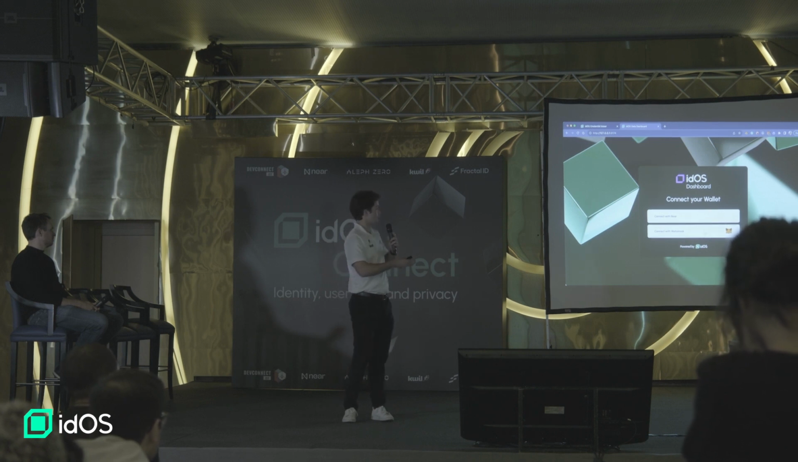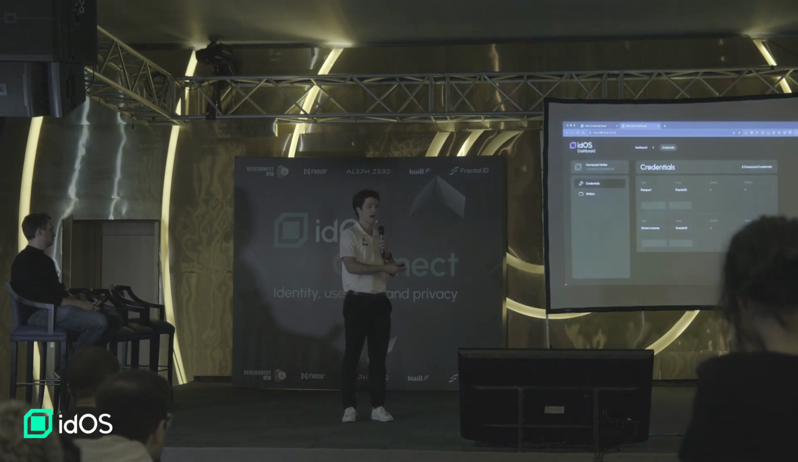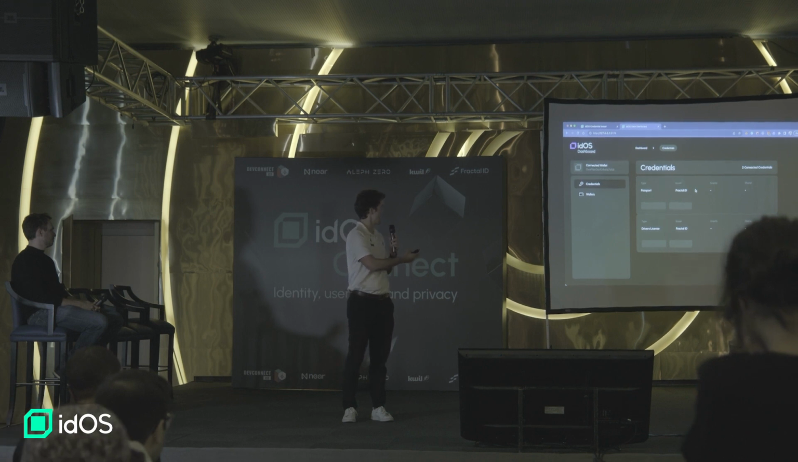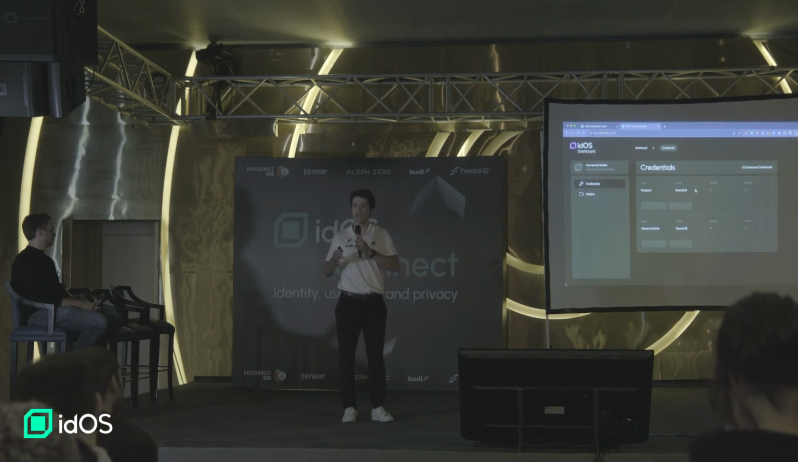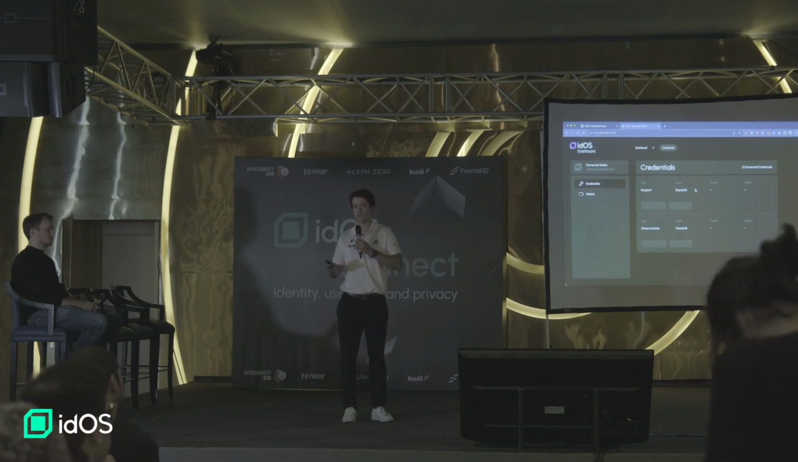Right now in the data dashboard, you can authenticate with both Near and MetaMask, and in the future, there will be more wallets and more ecosystems added. Right now, I'm logging in with my MetaMask account, and we can see already in the idOS, there are 2 credentials for my profile, my passport and my driver's license.